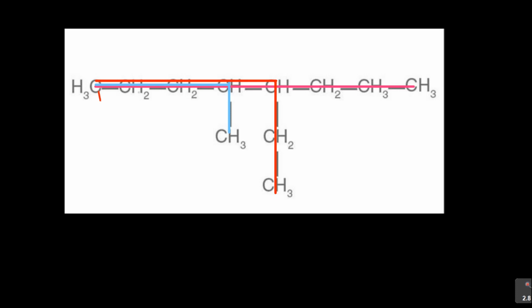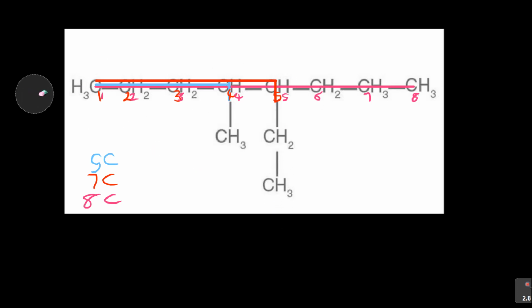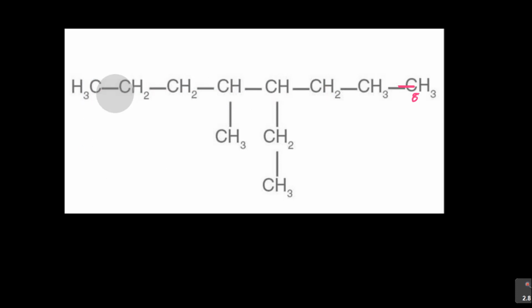So let's start here. I've got carbon 1, carbon 2, carbon 3, carbon 4, carbon 5, I'm using the red, carbon 6, and then carbon 7. The red one has 7 carbons. Now let's try the pink one. It's carbon 1, 2, 3, 4, 5, 6, 7, 8. You see, this one gave me 8 carbons. Obviously, the blue one is 4 and that is 5. It's 5 carbons. So this one is not going to work, and the longest chain is the straight one.